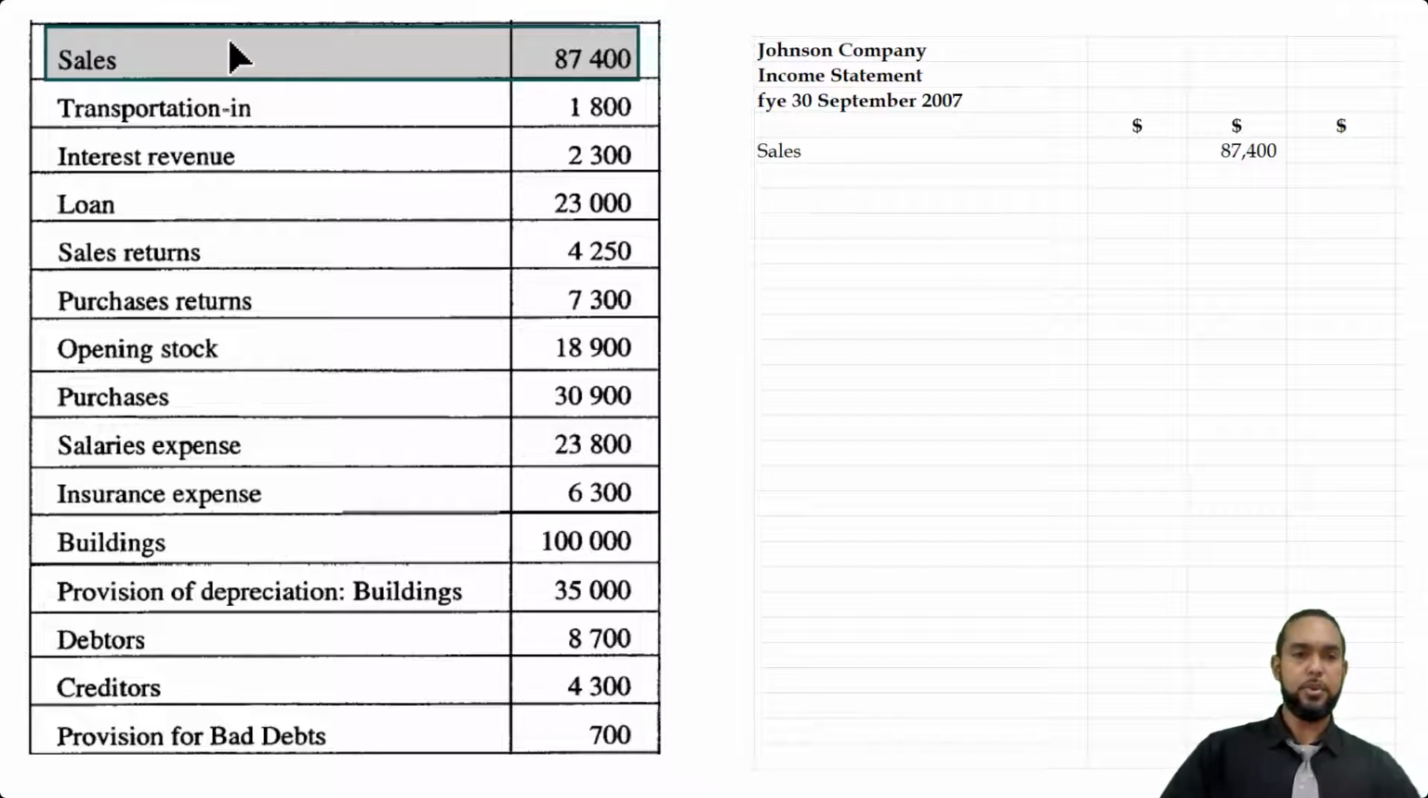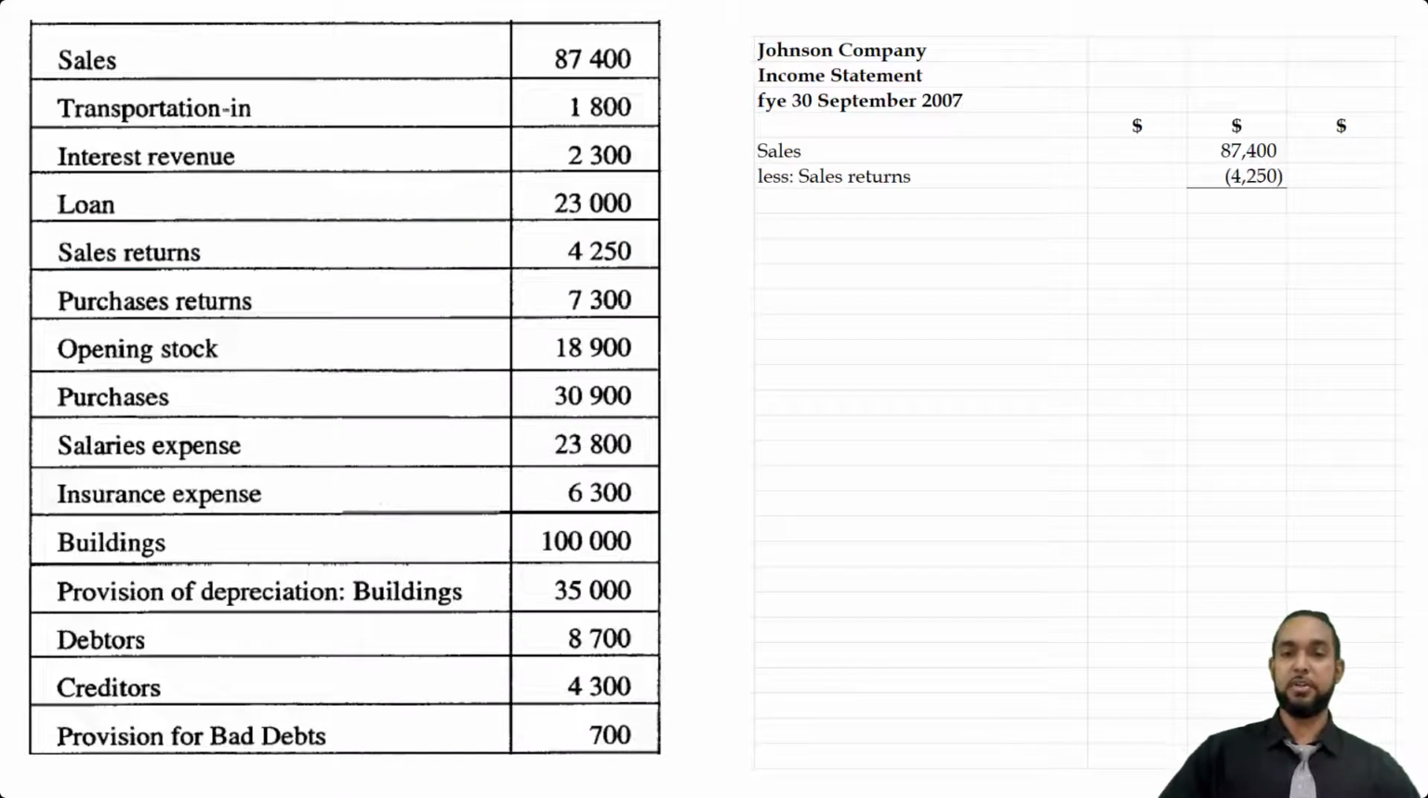Okay, now, do we have returns in? Yes, we do, but they call it sales returns. So that's 4,250, which we're going to subtract from the sales revenue to get net sales of 83,150. From that, we have to minus our cost of sales or cost of goods sold.